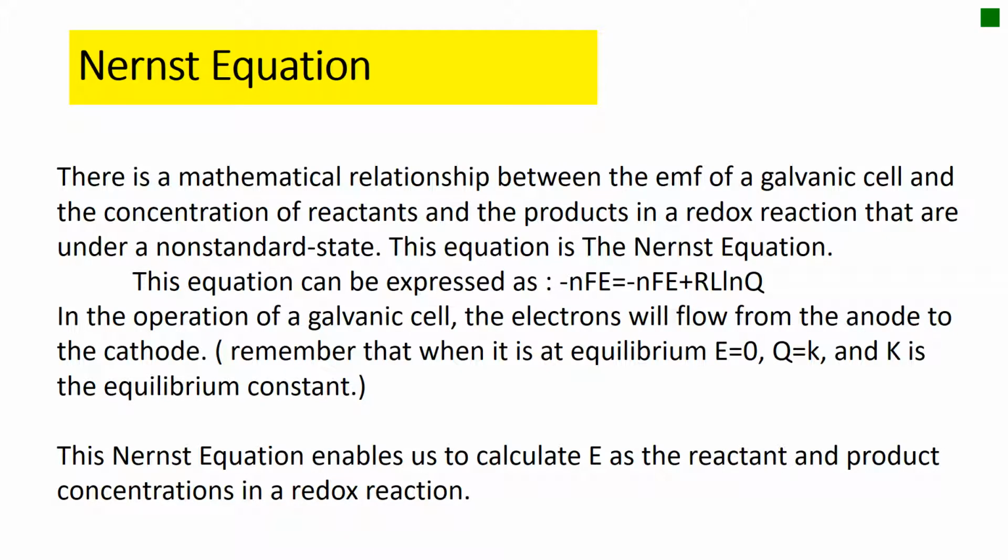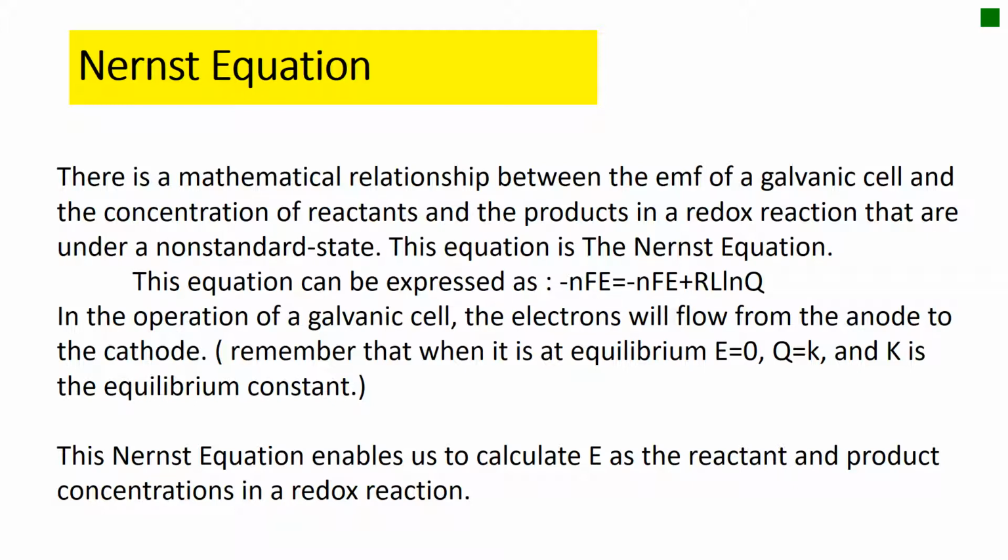So there's this equation called the Nernst equation. It's basically a mathematical relationship between the EMF of the galvanic cell and the concentration of reactants and products in a redox reaction that are under non-standard state conditions. So remember, in order for this equation to work, it has to be under a non-standard state. That's a very important part of the equation for all this to work.